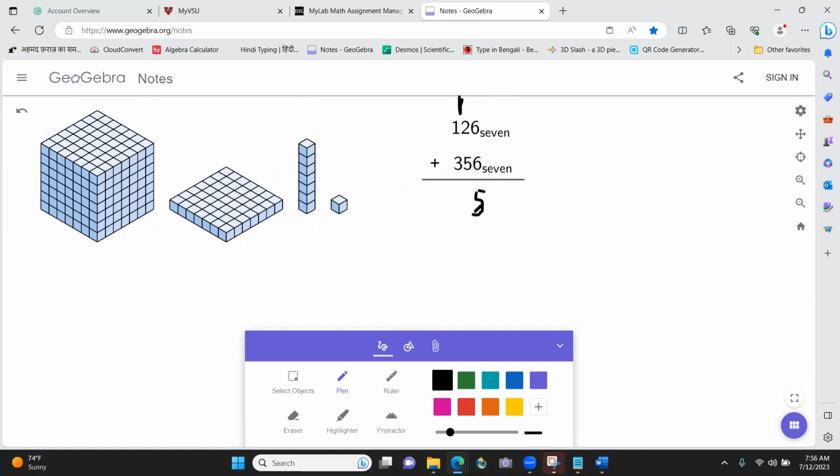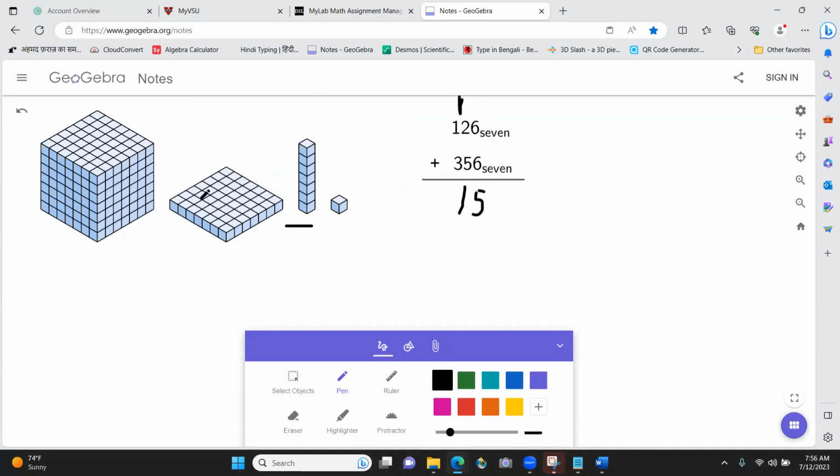I'm going to take 7 of the loose ones and stick them together to get a rod, stick it right here. 5, 6, 7, 8. I have 8 rods. Okay. In the second column, I have 8 of these. I don't like anything above 7. I'm going to write 1.